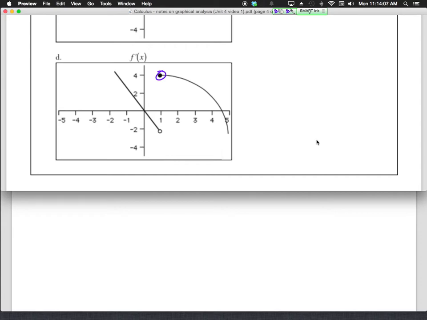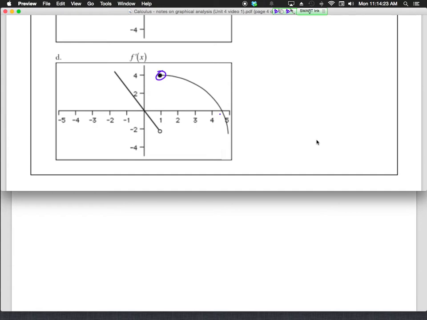What's going on at 0? Relative max, because f prime of x changes from positive to negative. What's going on at 4.5? It's also a relative max, because it changes from positive to negative.